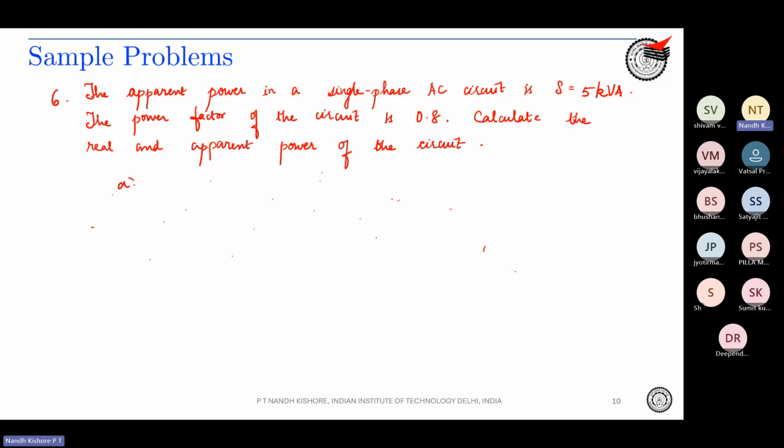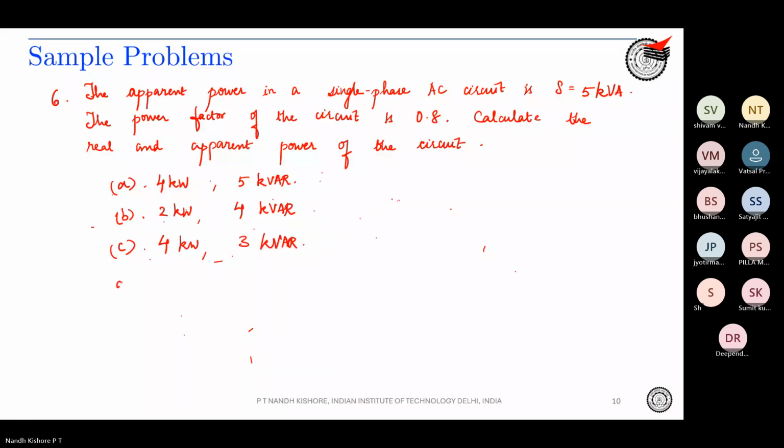So options are 4 kilowatt, 5 kilovolt ampere reactive; 2 kilowatt, 4 kilovolt ampere reactive; 4 kilowatt, 3 kilovolt ampere reactive; and 2.5 kilowatt, 2.5 kilovolt ampere reactive. So this, I think, is a very direct question. So can you tell how do you do this?